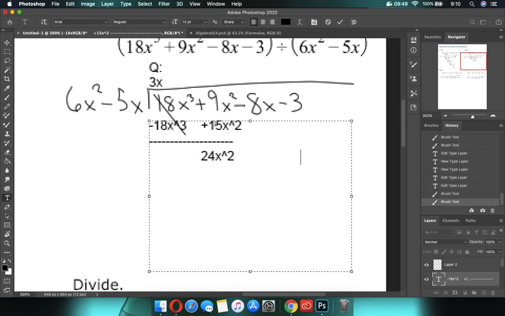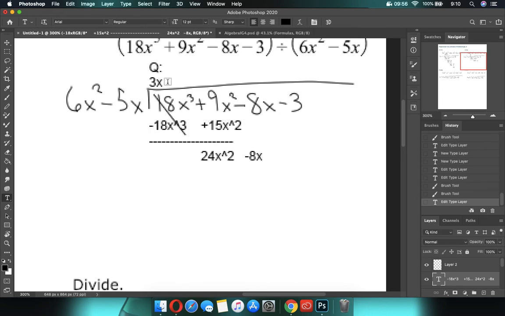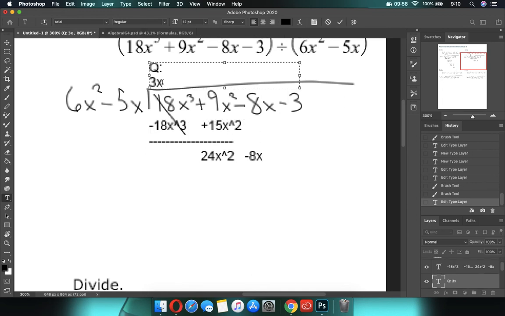And then the minus 8x drops down. And now we're going to be looking back at our quotient. So now we have to ask ourselves, 6x squared times what gives me 24x squared? So 6 times what is 24? That is 4. All right. X squared, to get x squared, well, we're done.